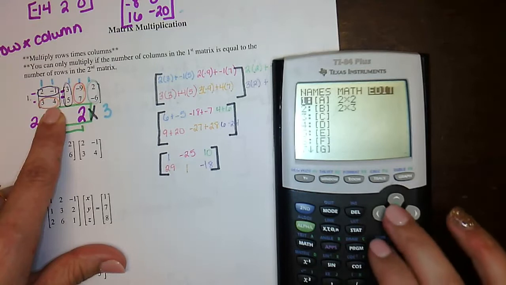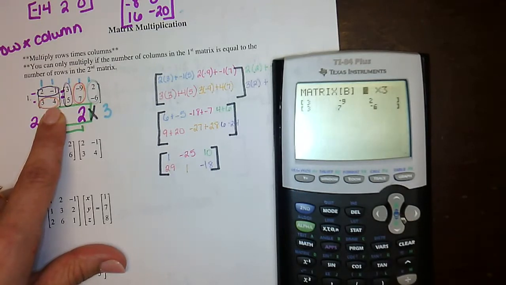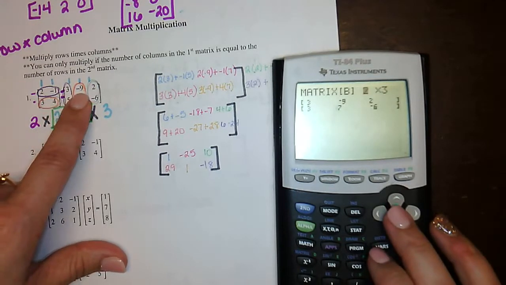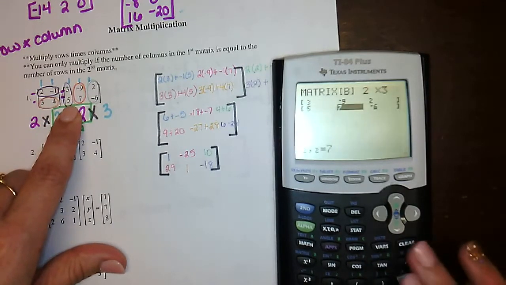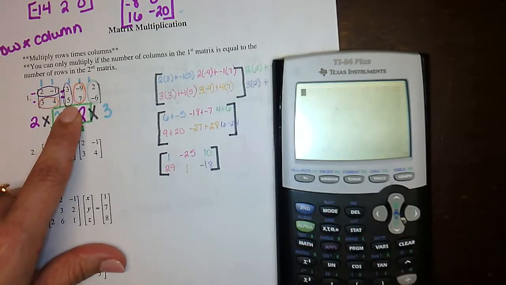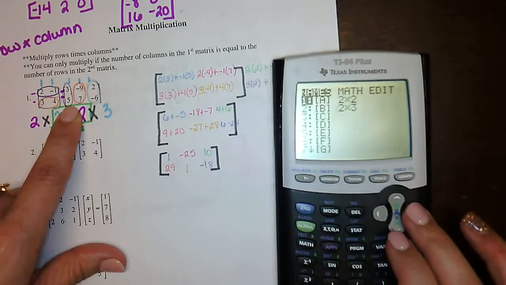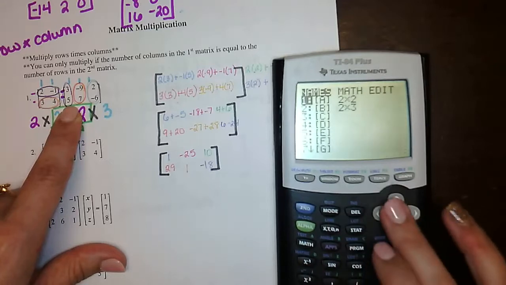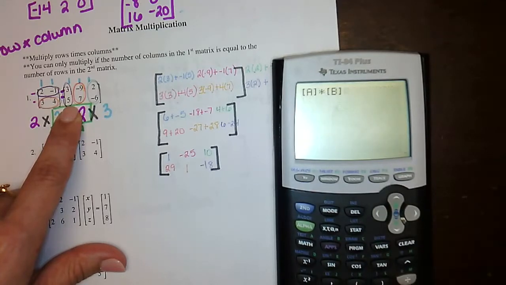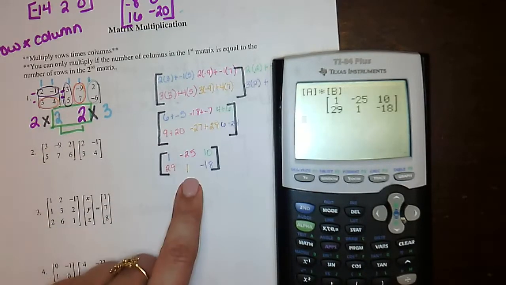Now we're going to edit the second one. And it's 3, -9, 2, 5, 7, -6. So now we quit and we're going to do A times matrix B. I'm just hitting enter every time. And there I go. And it does match up.